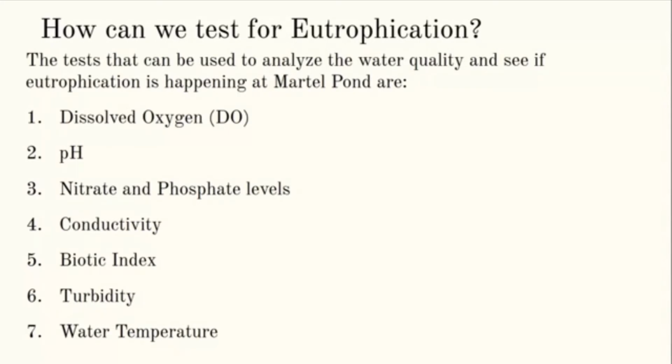Our investigation consisted of testing for dissolved oxygen, which I've talked about, pH, which shows the acidity and basic level of the water, nitrates and phosphates, which are just measures of how much nitrogen and phosphate there are, conductivity, which, as I said, is another way to measure dissolved solids in the water, biotic index, turbidity, which is a way to measure the non-dissolved solids in the water, and then finally, water temperature.